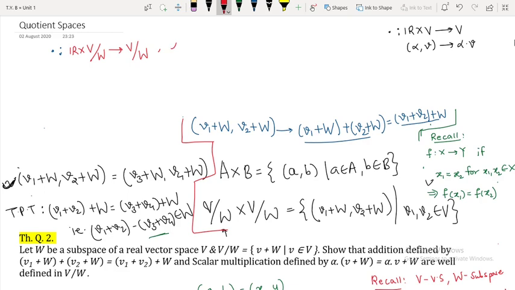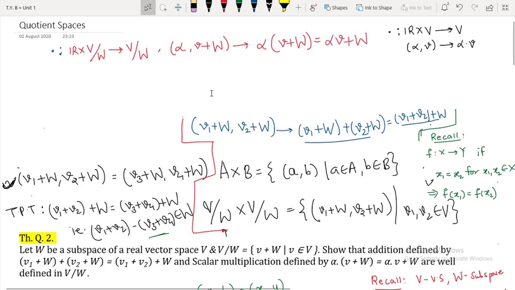And how is it defined? It is defined as alpha of, since it is a Cartesian product, one element from R, which I have taken to be alpha, and the other element from V mod W, which we will call V plus W, and we map it to alpha multiplied by V plus W, and that is nothing but alpha V plus W. In order to show this map is well defined, by using similar logic, we have to take two elements that are equal from the domain. Now this is our domain, and this is how elements of the domain will look.